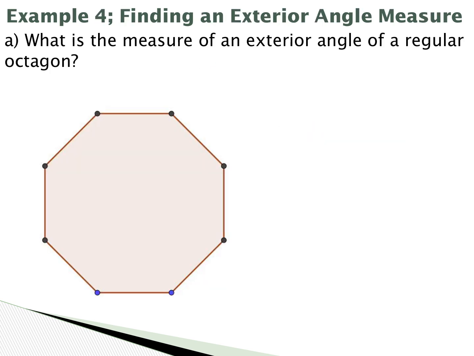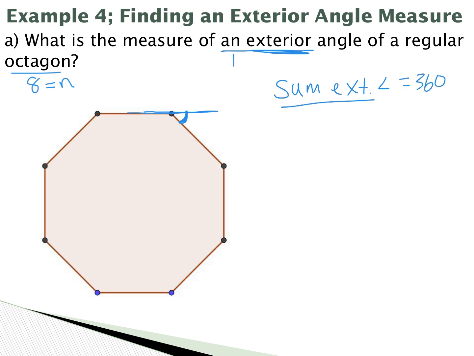For this next one, we're looking for the measure of an exterior angle. So that's one exterior angle of a regular octagon. Octagon meaning 8 sides. So if we want just one exterior angle, we're actually looking for this angle right here on the outside of the octagon. Okay, but if we use the theorem that says the sum of the exterior angles is 360 degrees.